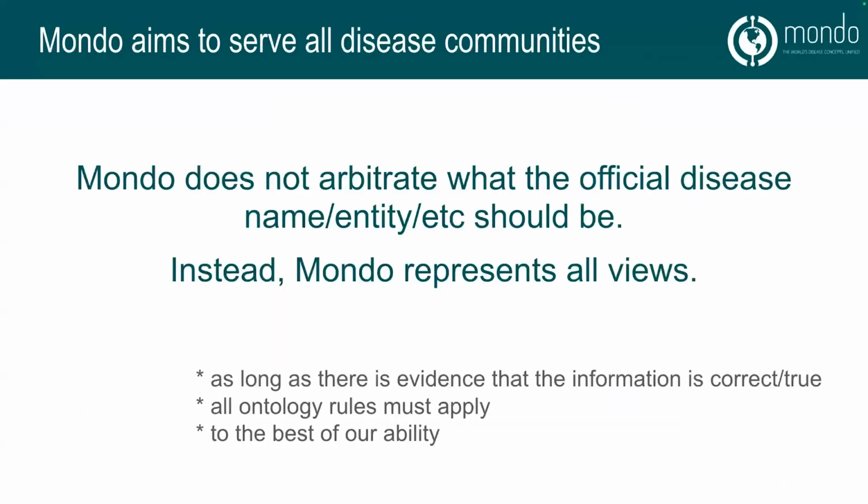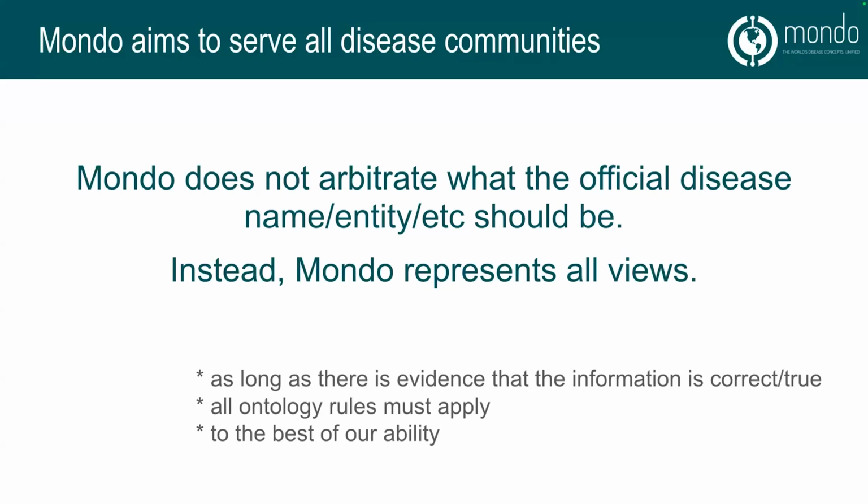So what we do in Mondo, our philosophy is that we really aim to serve all the communities that have disease information or need disease standardization. So we decided that we're not going to be the arbitrator of what is correct, what is not correct, how a disease should be named or how a disease should be represented. Because, as I said, everybody has a specific need for Mondo. So we try to represent all the views possible. And of course, we do that not however we want, but we first need to make sure that there's evidence that these changes are correct or true. So if tomorrow I want to rename a disease, Sabrina's least favorite disease, this is not going to happen because nobody else in the world would call it this way.